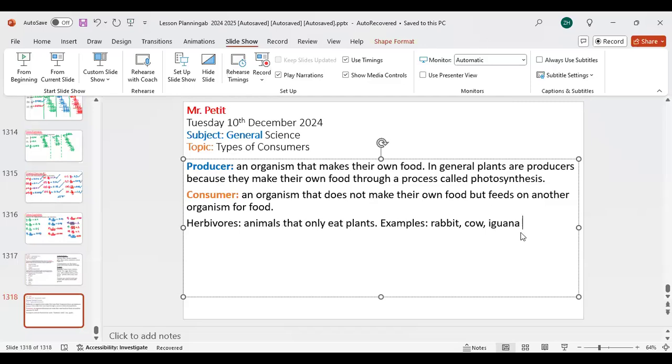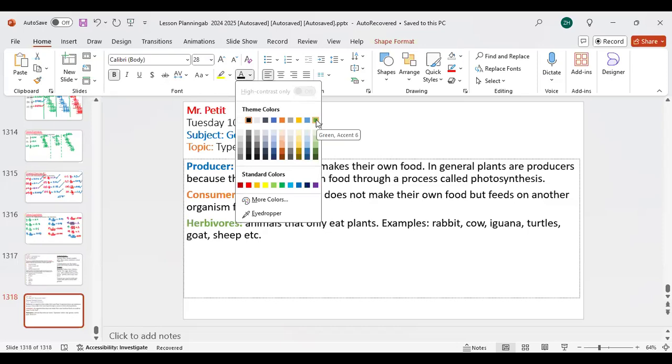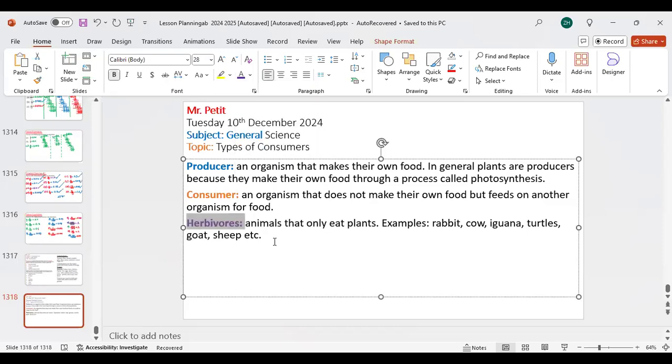What else? Turtles. And you will be considered a herbivore. Grasshopper. Goat. Sheep. Grasshopper, and the list goes on, right? These are herbivores, animals that only eat what? Plants. Anyone here is a herbivore? No offense, but no.